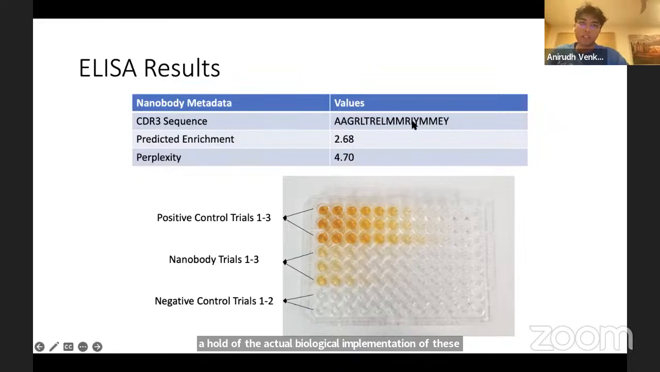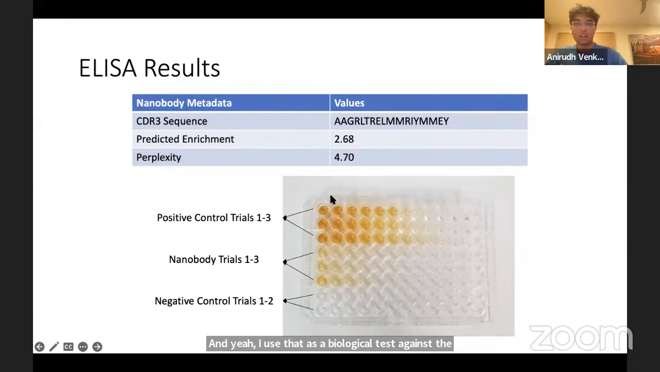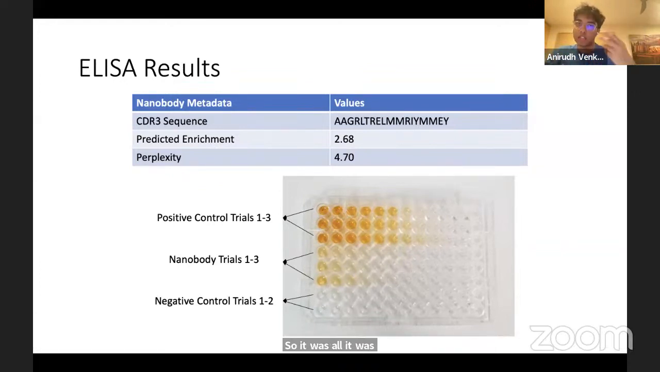Yeah, so I took the amino acid sequence for the CDR3 region, and I cut and pasted that into the nanobody framework. And I was able to contact a company which was able to synthesize this nanobody. And yeah, I used that as a biological test against the antigen target. So it was all synthesized and tested in vitro.